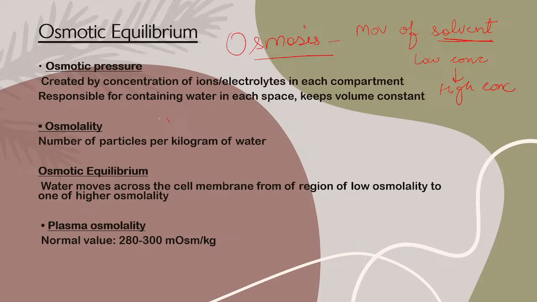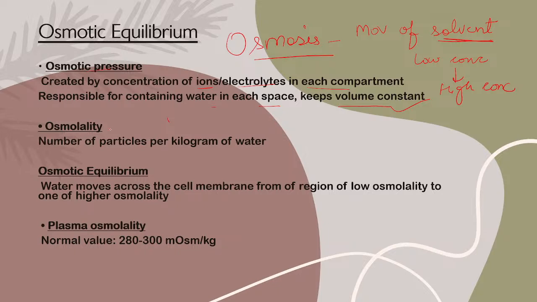So in simple terms, osmosis is movement of solvent from lower concentration to higher concentration through a semi-permeable membrane. Next is osmotic pressure, created by the concentration of ions and electrolytes in each compartment. The pressure that is created by the solutes is responsible for containing water in each space and keeps volume constant throughout the vessels and cells. So this is very important.